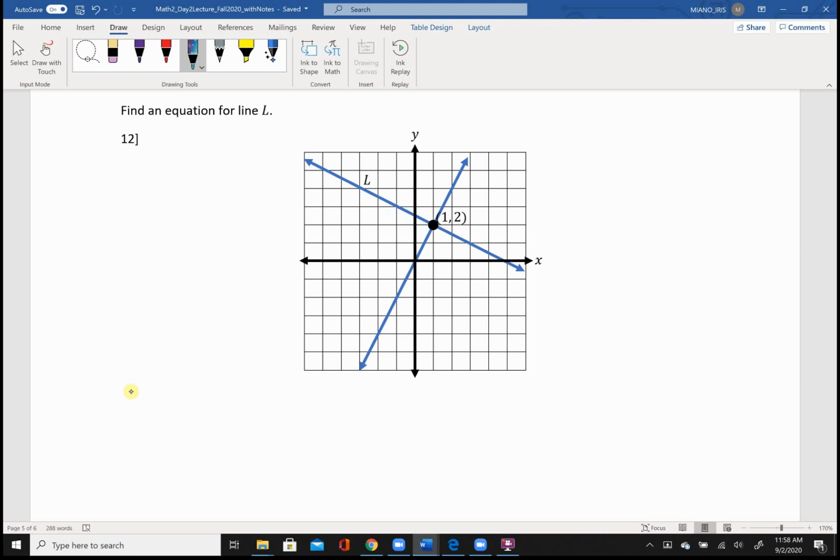And then we also have this point of 1, 2. So I could put all that information together. I'll go ahead and say I can see that the slope is m = -1/2. And then I also have a point that I know lies on this line of 1, 2. So I can use the point slope form.